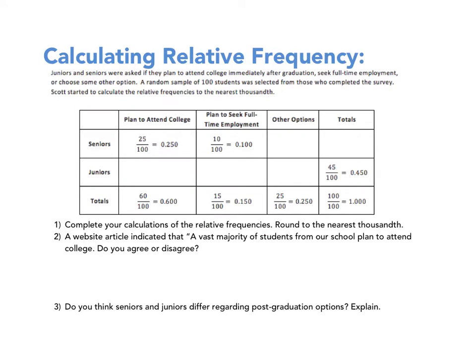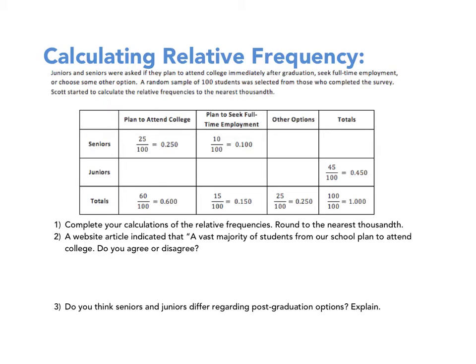So you're also going to see problems like this where you're going to have to fill out a table. So juniors and seniors were asked if they plan to attend college immediately after graduation, seek full-time employment, or choose some other option. A random sample of 100 students was selected from those who completed the survey. Scott started to calculate the relative frequencies to the nearest thousandth. So we can see that some are already done for us, and we know how to find missing values in a two-way frequency table based on what we did yesterday.